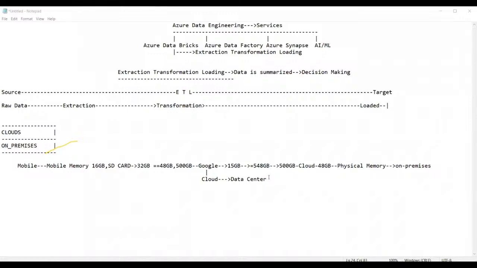Thank you. So now, guys, here you have cloud and on-premises. Cloud means storing the data on Google Drive, which is your cloud environment. And on-premises is nothing but storing the data in your mobile phone's physical memory. Mobile phone memory is called what, guys? On-premises. Am I right, guys?